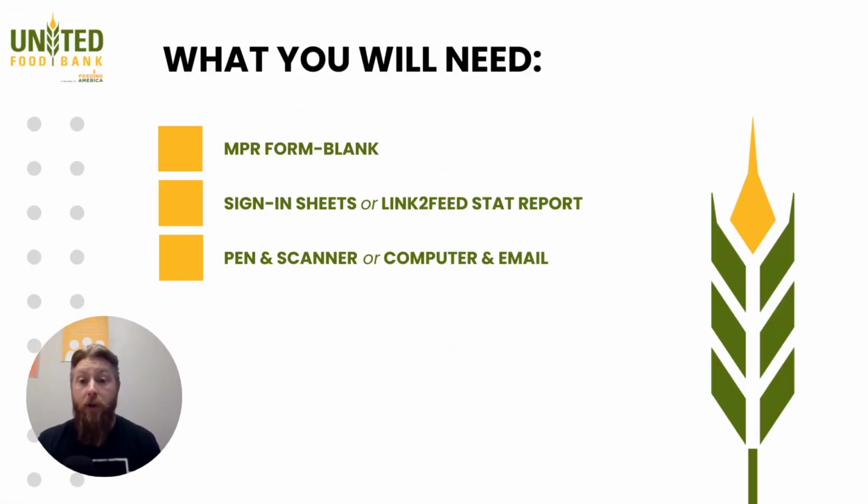What you'll need to get started is pretty simple. You'll need an NPR form that's blank, your client sign-in sheets, or you can run a Link2Feed stat report. To learn how to run a Link2Feed stat report, you'll watch the Link2Feed training series on our YouTube. Next, you'll need a pen and a scanner, or you can use a computer and email.